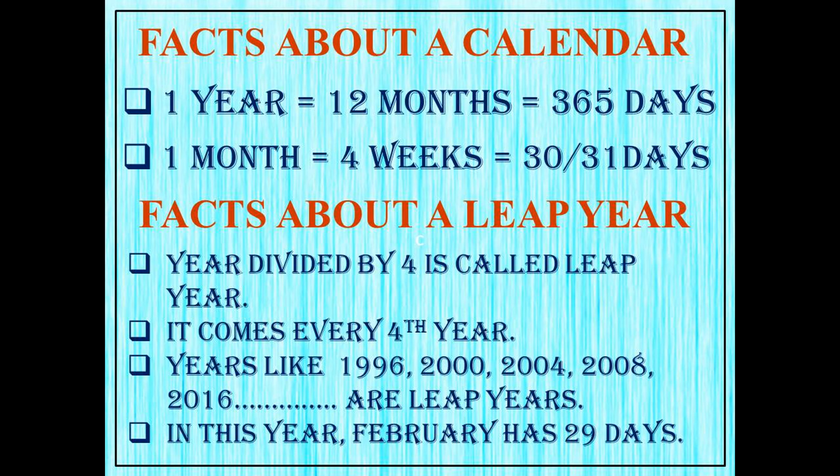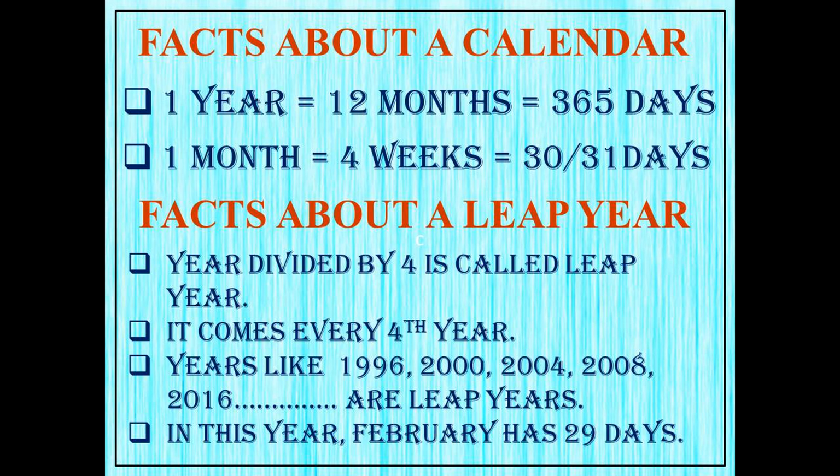As we all know, 1 year has 12 months or 365 days, and in a month there are 4 weeks or 30 or 31 days. Now let's talk about a leap year. You might have heard about the leap year. So the facts about it are as follows. A year which can be divided by 4 is called a leap year, and it comes every 4th year.